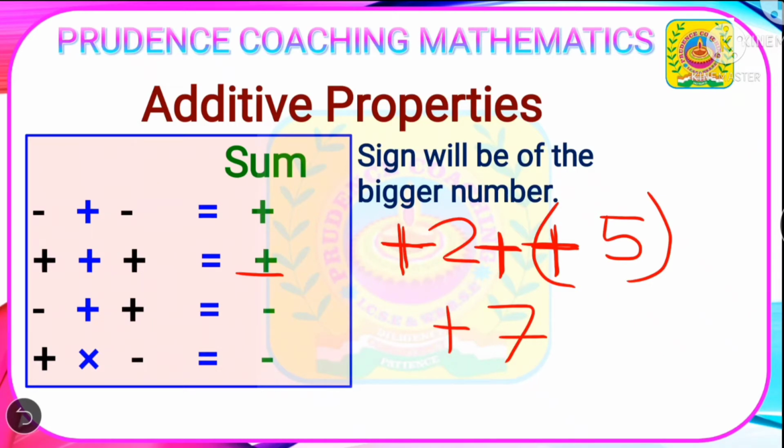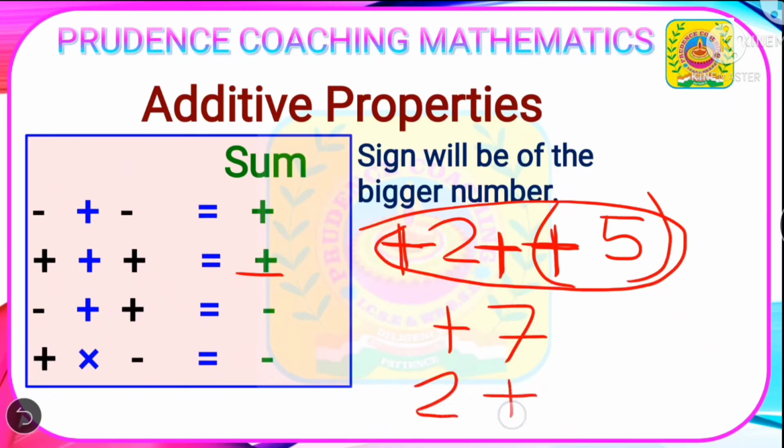So my dear students, you must also know that if I write like this, that is plus 2 plus plus 5, this can be written as 2 plus 5. Why it can be written as 2 plus 5? Because if we give here plus 2, it is plus 2. But if we don't give any sign before 2, that means by default it is positive number. Similarly, if we give here plus 5, that means it is positive number. But if we don't give any sign before 5, that also means that it is a positive 5.